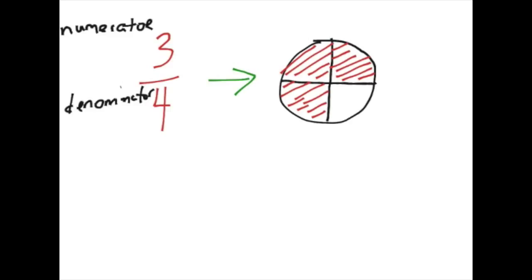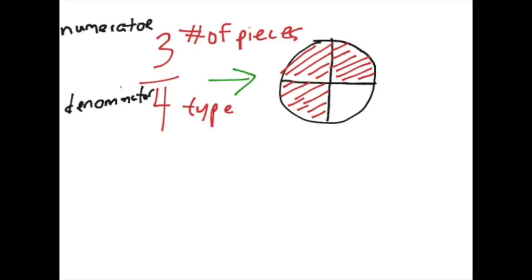Now 3/4 can be represented visually using this circle diagram in which we cut a full circle into 4 equal components and highlight 3 of those components. So the top number, sometimes called the numerator, could also be referred to as the number of pieces, and you can see from this visual diagram here that there are 3 pieces.